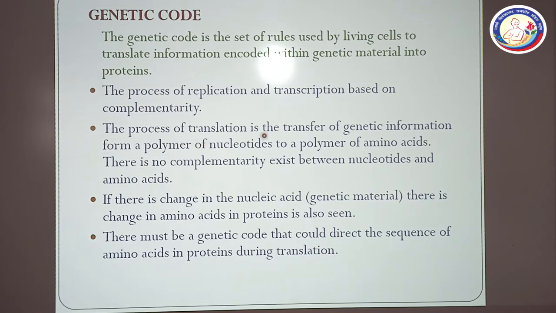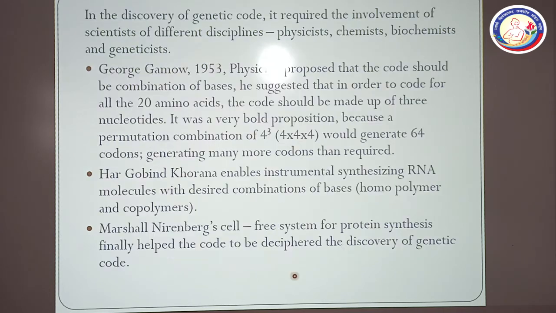The process of translation is the transfer of genetic information from a polymer of nucleotides to a polymer of amino acids. There is no complementarity between nucleotides and amino acids. This is important. If there is a change in the nucleic acid genetic material, a change in the amino acid in proteins is also seen. So there must be a genetic code that could direct the sequence of amino acids in the protein during translation.